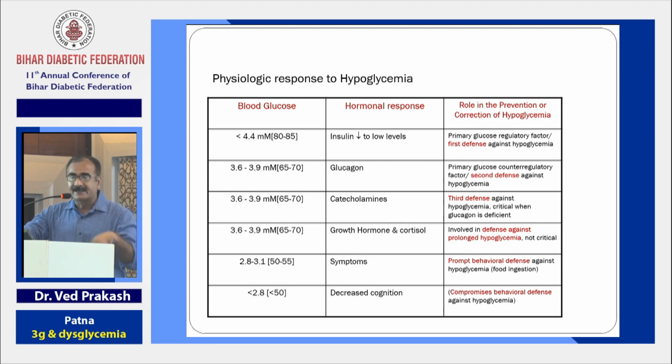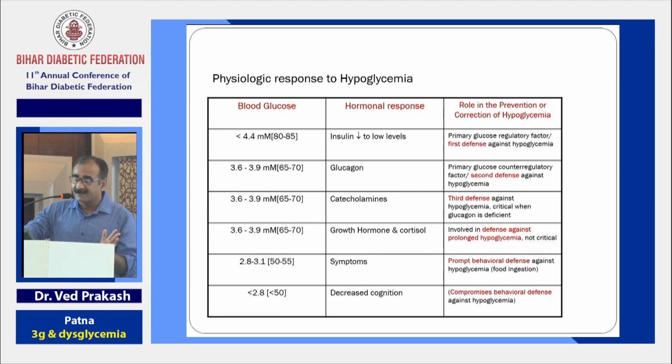So if by decreasing insulin secretion, blood glucose level is still not maintained within the normal range and starts falling beyond this, then at the level of 65 to 70 milligram per deciliter, the second defense starts acting. This second defense is increased glucagon secretion from the pancreatic alpha cells, and this glucagon is basically the primary glucose counter regulatory factor. So the first defense is a decrease in insulin secretion, the second defense is an increase in glucagon secretion.